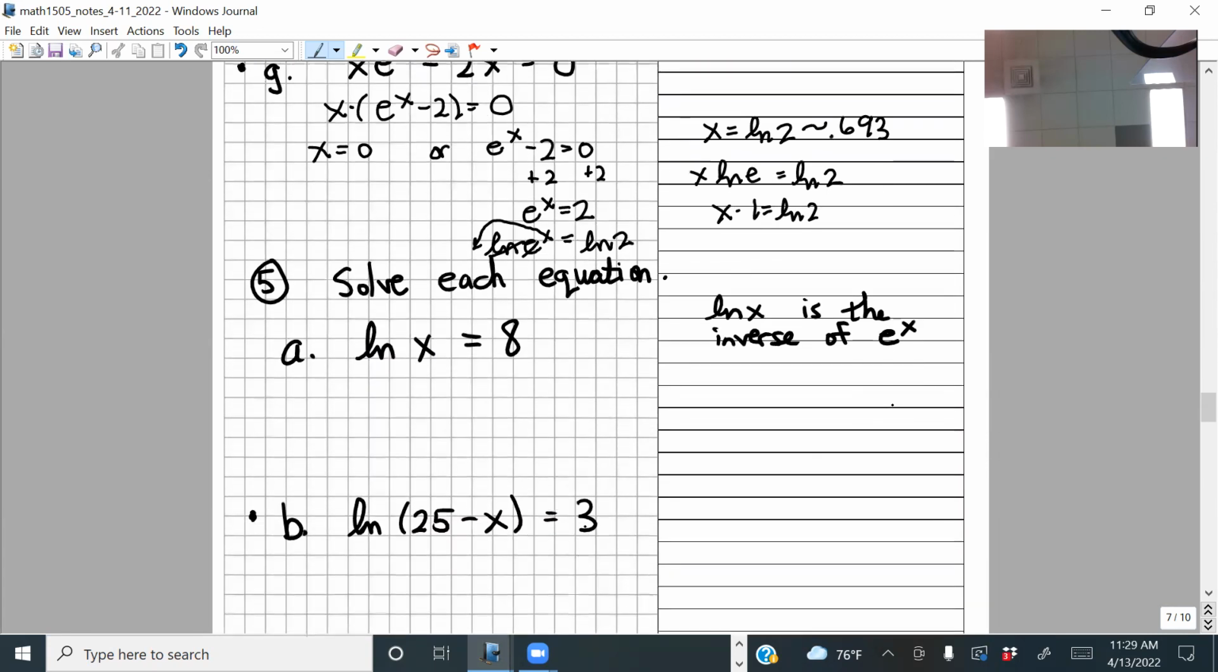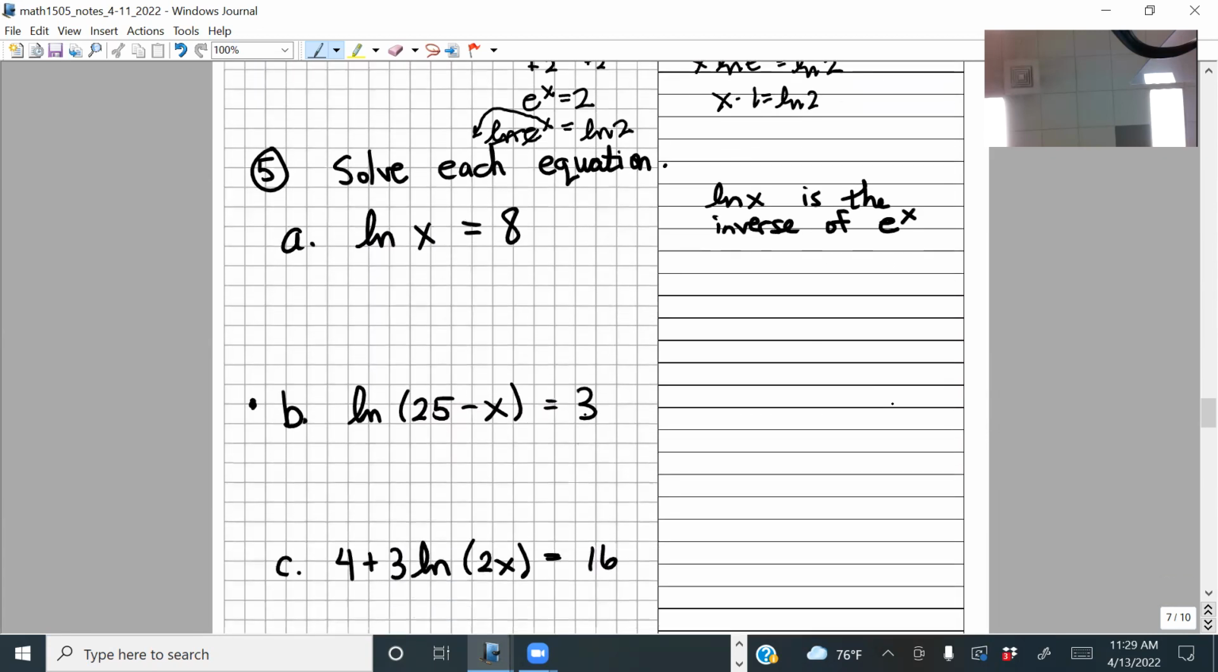Now let's look at some where we have to go the other direction. Here are some equations that don't have exponentials in them. Instead, the equations start with natural log. So suppose we want to solve natural log of x is equal to 8.